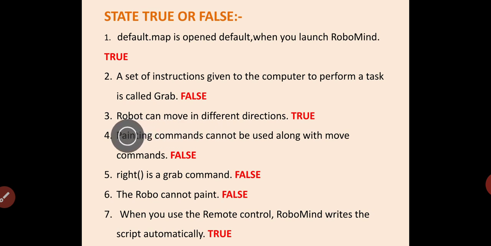Next one, robot can move in different directions. Yes, robot can move in different directions. That is true. We have seen already the directions in the previous classes. The directions are east, west, north, south. Isn't it? Are we all clear? Okay, so the robot can move in different directions. That is true.